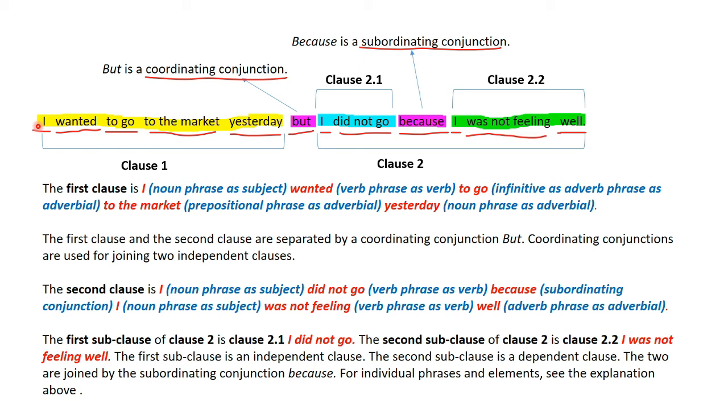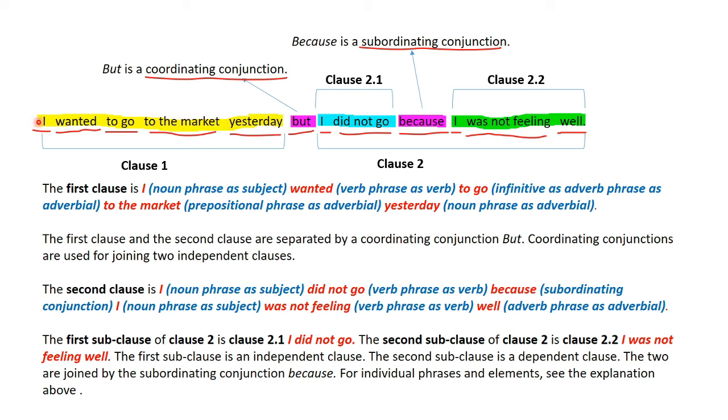Now, let's analyze clause 1. I is the subject. Wanted is the verb element of the sentence. To go is an infinitive phrase. You can get detailed guidance on infinitives in the verb section, but for this example you should know that here this infinitive phrase is functioning as an adverb phrase because it is modifying the verb wanted. So to go is an adverb phrase here. To the market is a prepositional phrase. Yesterday is a noun phrase indicating time.